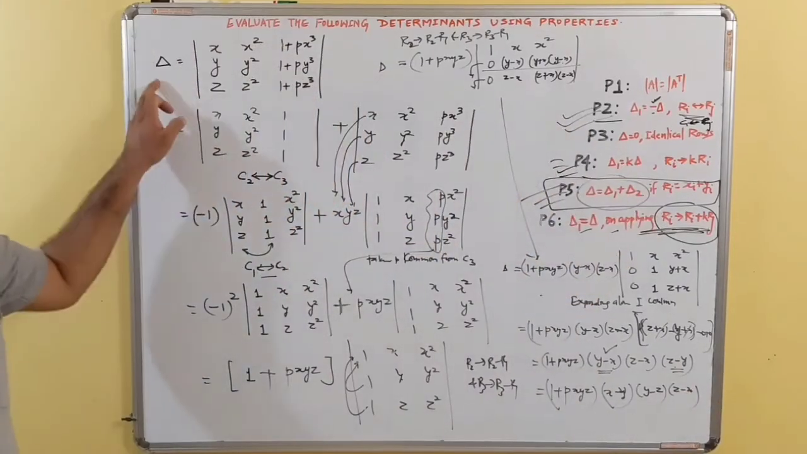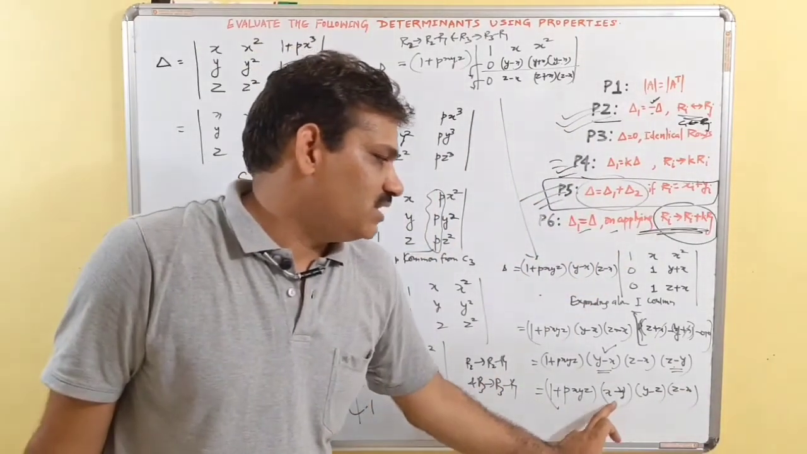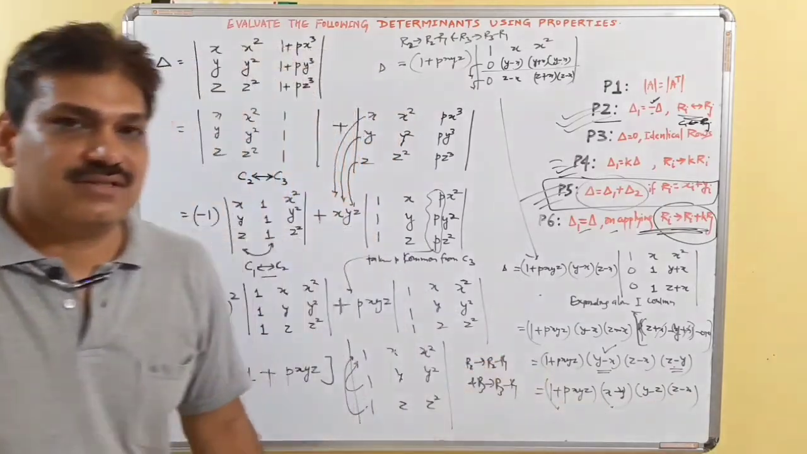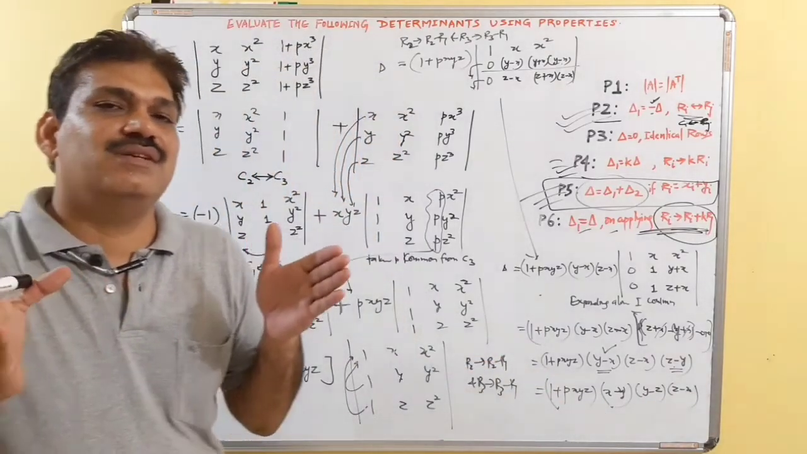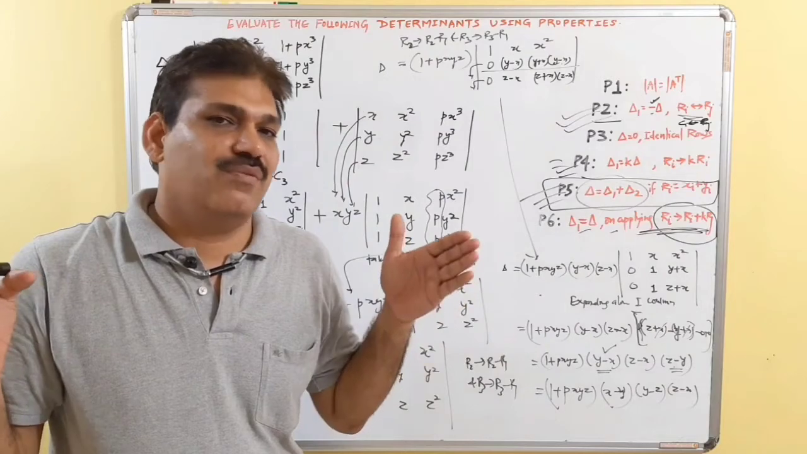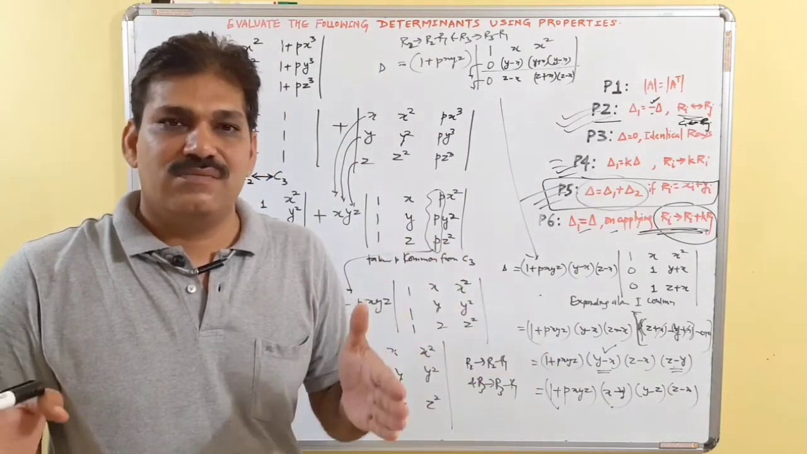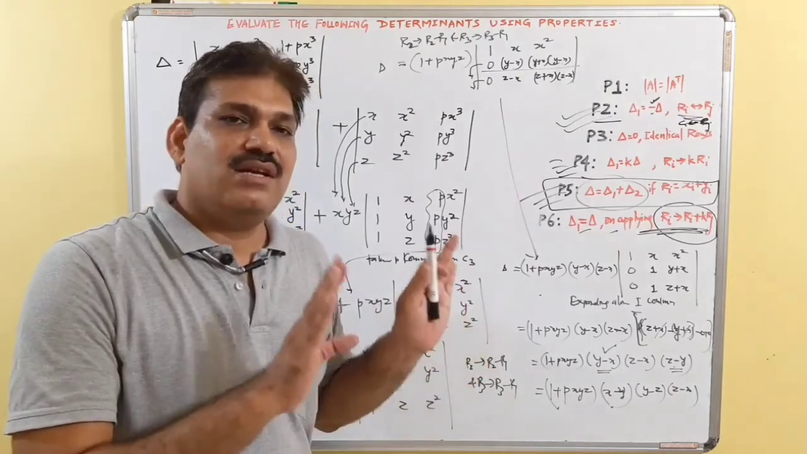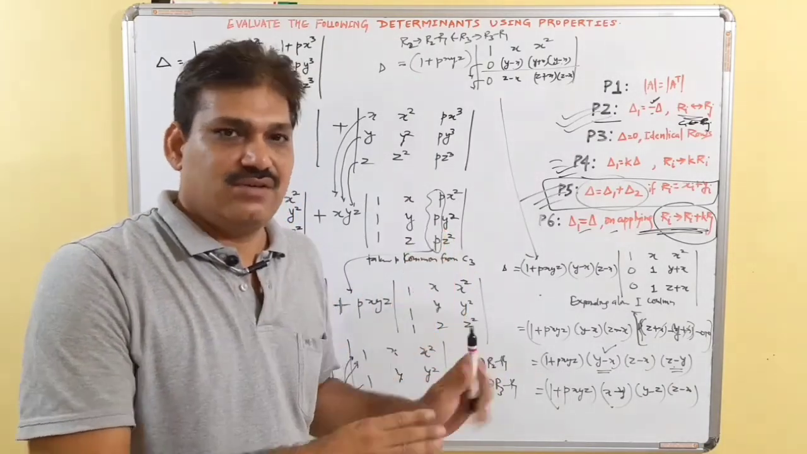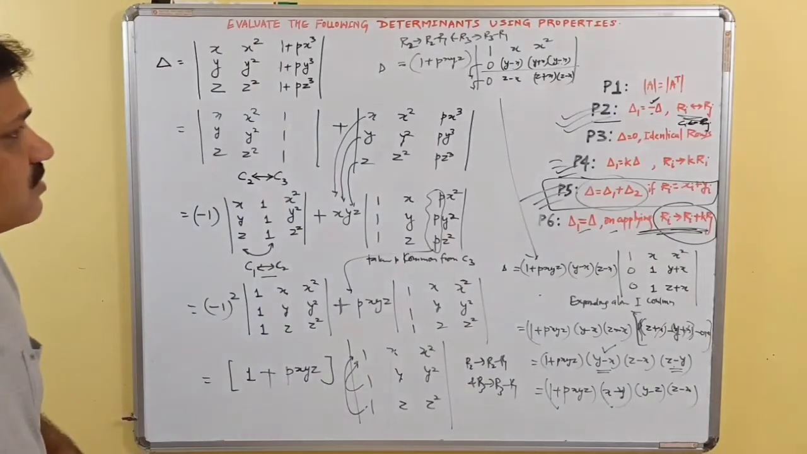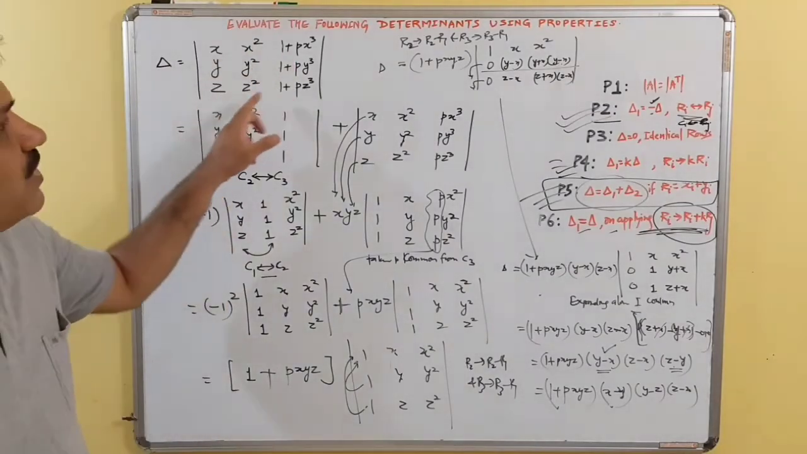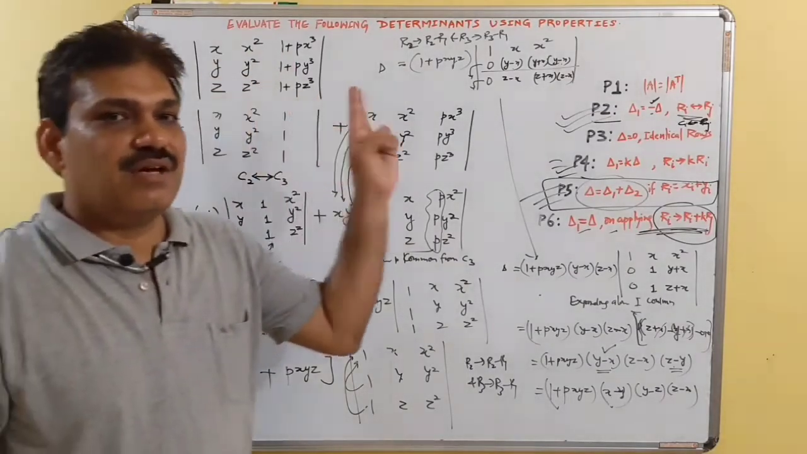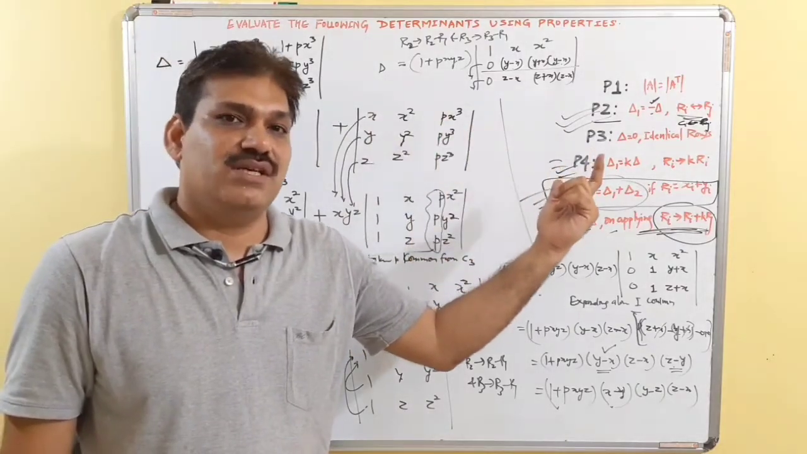So the value of this determinant is (1 plus pxyz) times (x minus y), (y minus z), (z minus x). This question has been asked in many competitive exams and also in the CBSE board exam, as a descriptive question as well as an objective MCQ type question. What is the question actually? The value of this determinant is (x minus y)(y minus z)(z minus x) into (1 plus pxyz).